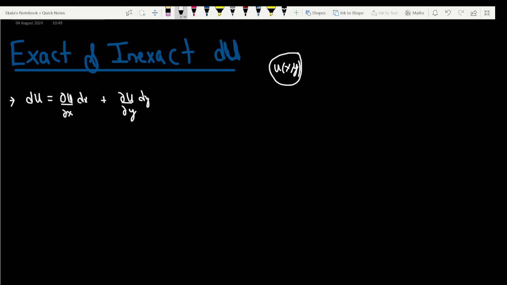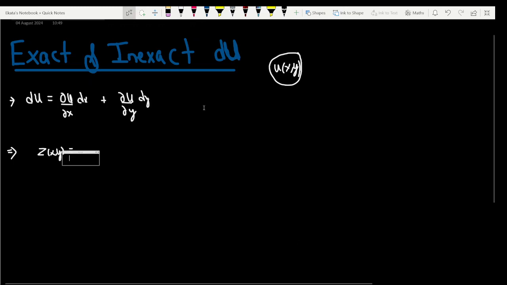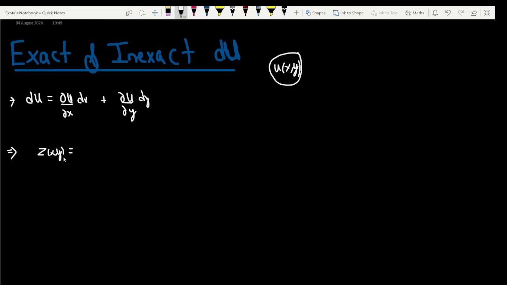Okay, so now there are two types of differentials: exact and inexact differential. So let's imagine another function. Let's say there is a function z, which is a function of x and y both. So suppose that z is a function. Here we have taken a particular function which is z(x, y). So let's take a differential of this particular function. The differential of this function will generally become d of z(x, y).